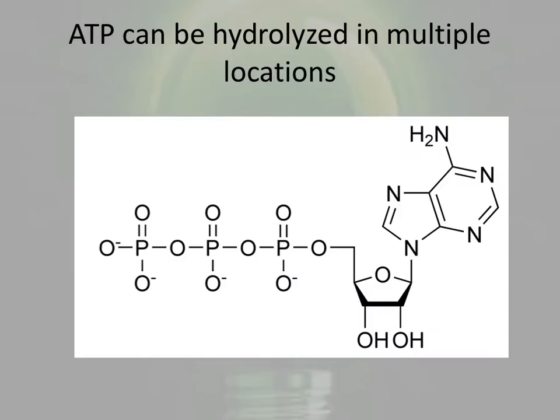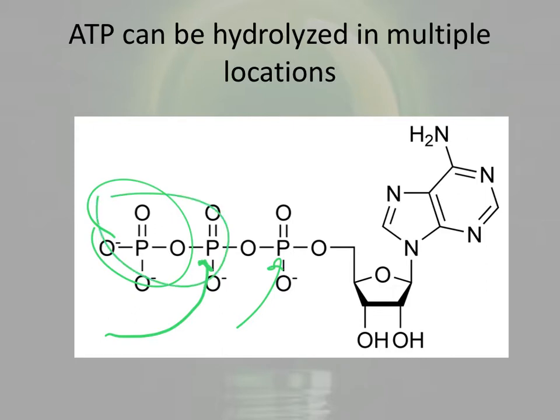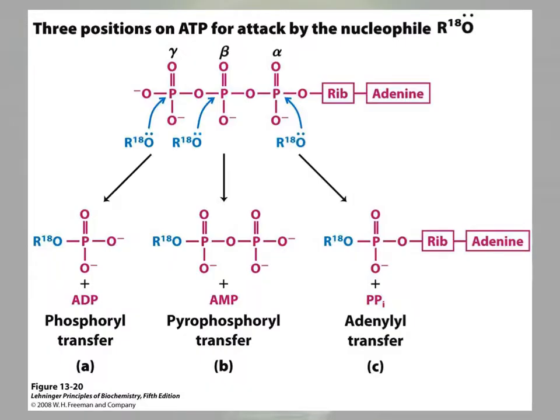I technically had already mentioned this, the fact that ATP can be hydrolyzed in multiple places. You can have a nucleophile coming in and smacking here to pop off one phosphate. You can have it come another place, pop off a diphosphate. In theory, at least, you can have it pop off a triphosphate, but that doesn't typically happen as often.